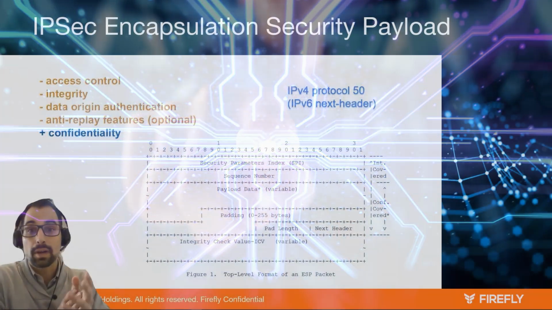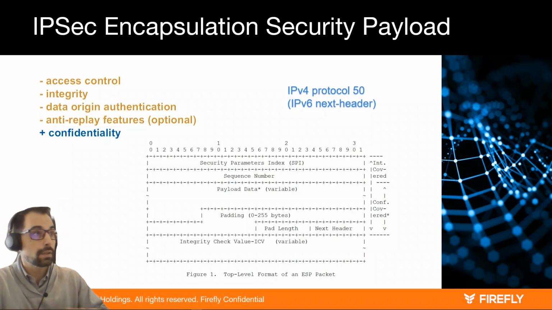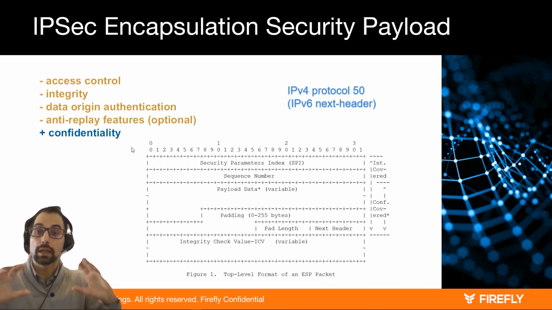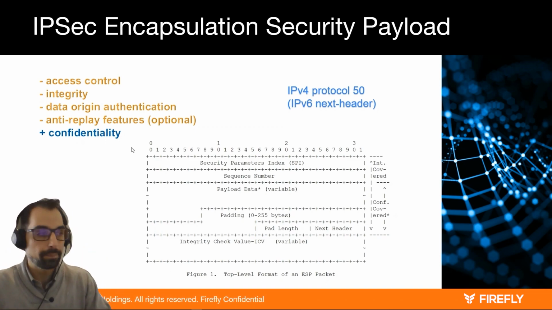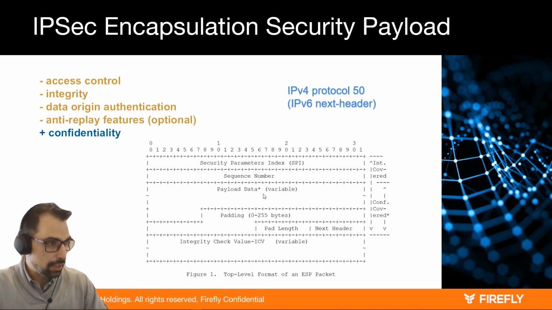Okay, and here we are with our last protocol, the IPsec ESP, or Encapsulation Security Payload. Here you see, right, that in addition to what AH provides, it also provides confidentiality. Why? Because it encrypts the actual payload, the actual data that we're sending across that insecure channel. So you see here that we not only have that integrity check value, but we also have our payload data, which is the confidentiality part, right, covered.